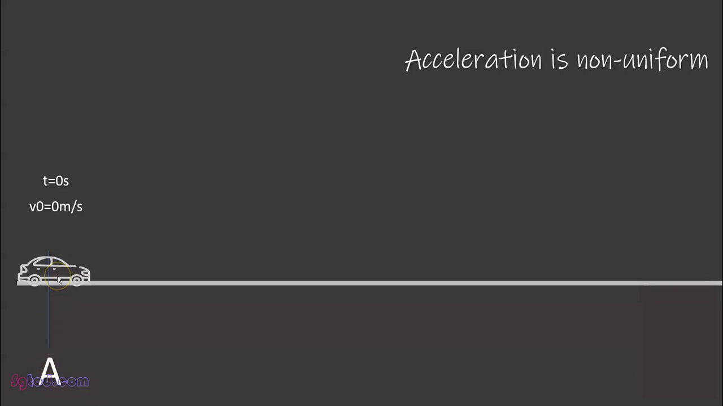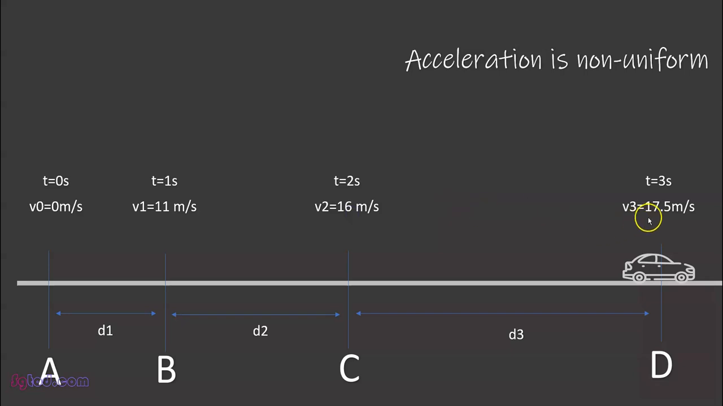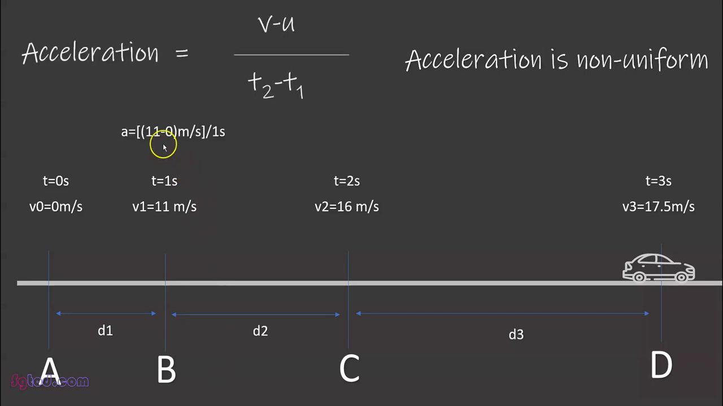Assuming that this time the car starts from rest, it increases its speed very rapidly to 11 meters per second after just 1 second, and then to 16 meters per second in another second, and finally reaching 17.5 meters per second in the third second. If we compute its acceleration by substituting the final velocity and initial velocity at each time interval, we will see that its acceleration was 11 meters per square second and then dropped to 4 meters per square second and finally only 1.5 meters per square second.